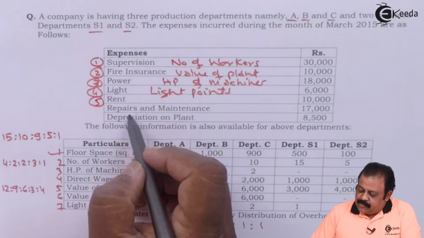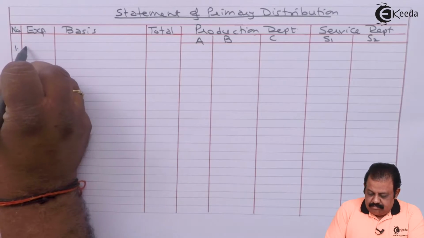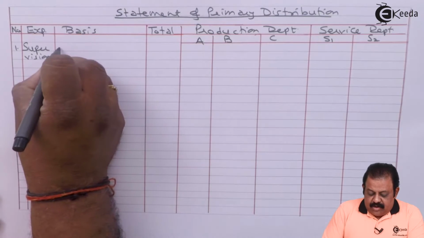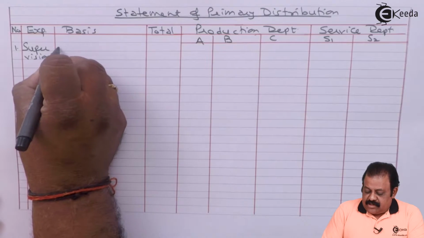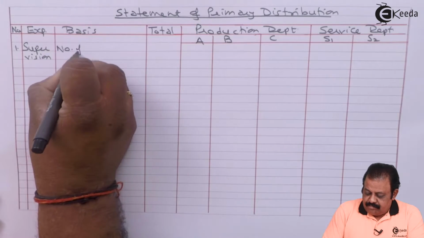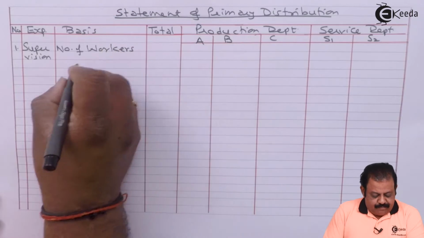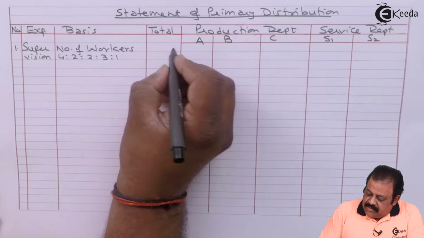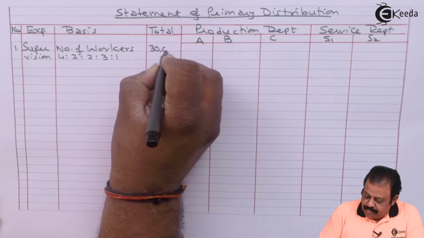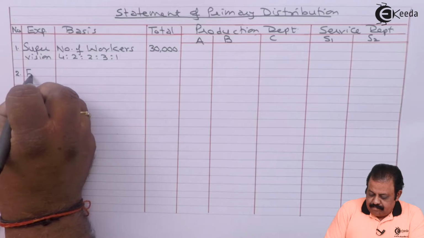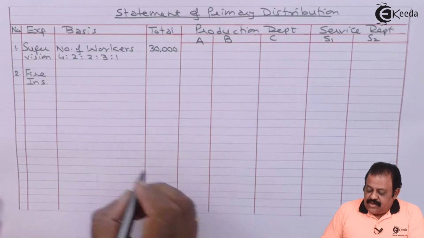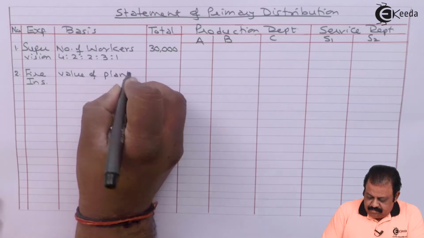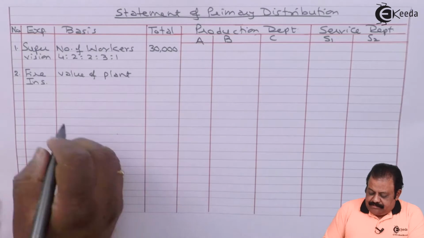Let us record the expenses first. Supervision, basis of allocation, number of workers, amount 30,000. Next, fire insurance, based on value of plant.